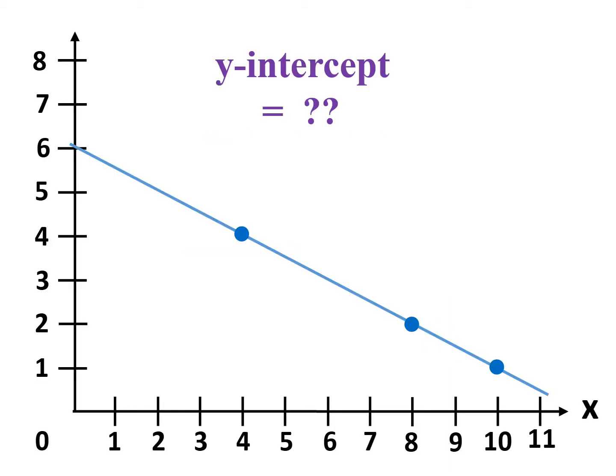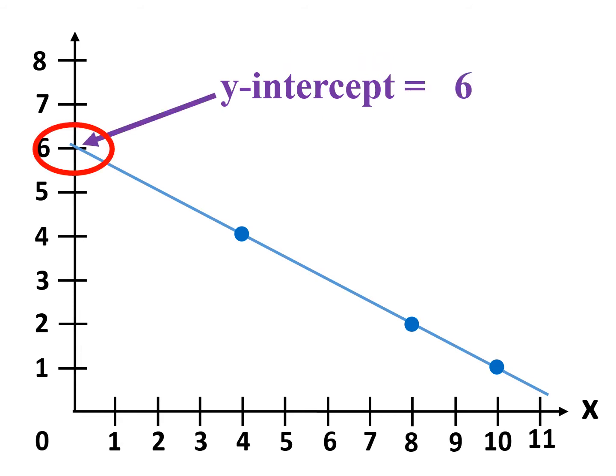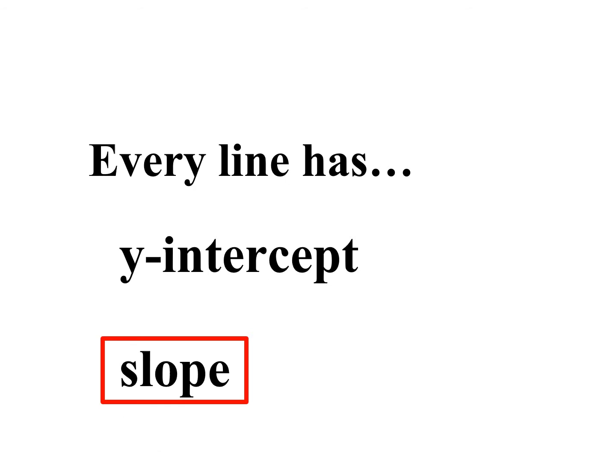Here's another example. Take a moment to jot down what the y-intercept of this line is. Here, the y-intercept is 6 because that's where the line hits the y-axis. As I said, every line on a scatterplot in this class has a y-intercept and a slope. I've explained the y-intercept. Now we'll talk about the slope.